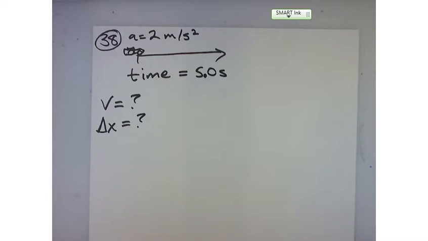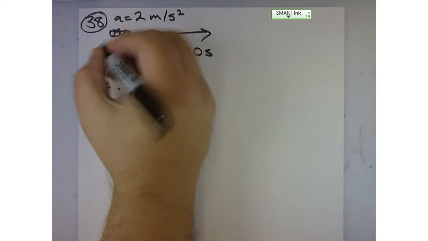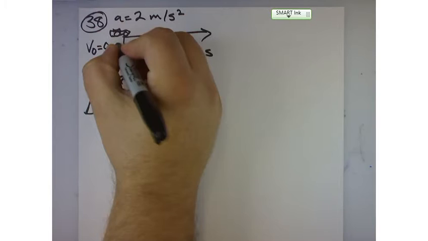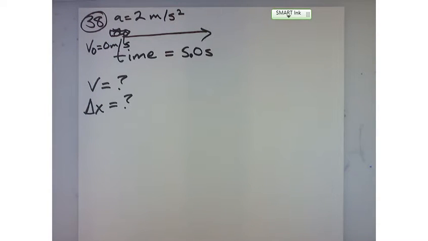Well, right now we only have 2 things. Well, actually we have 3. It says that the car was at rest when it started. So whenever it says something was at rest when it started, we know that the initial velocity is 0 meters per second. Okay? So I have the initial velocity, the acceleration and time, and it wants the final velocity.